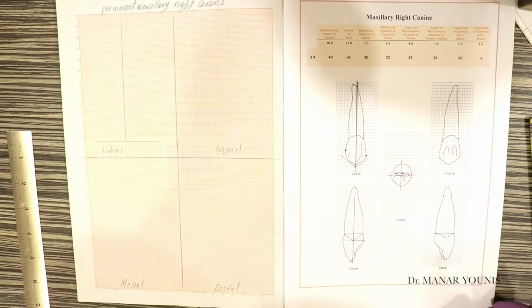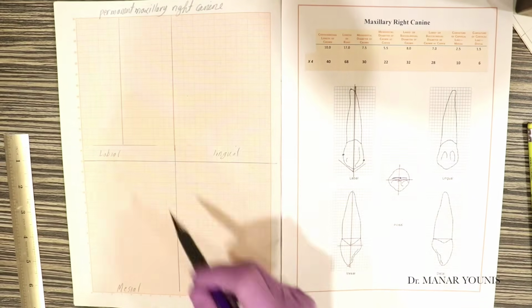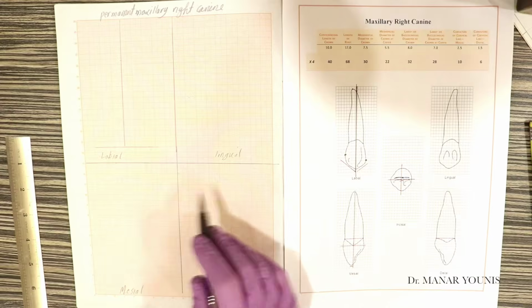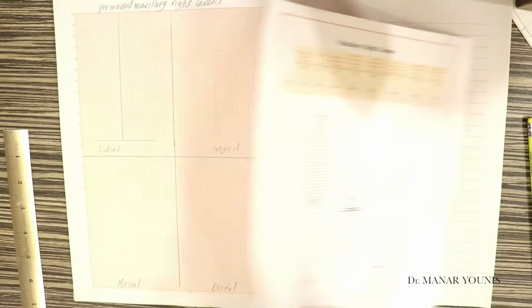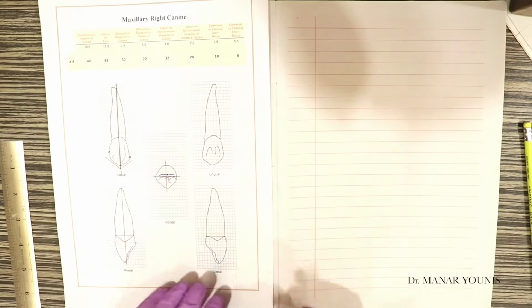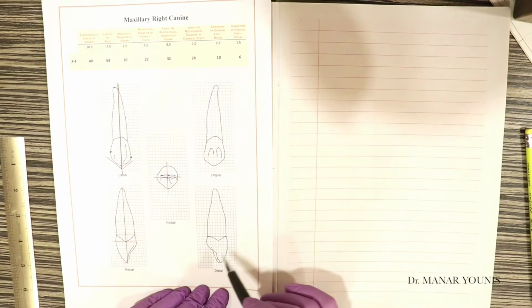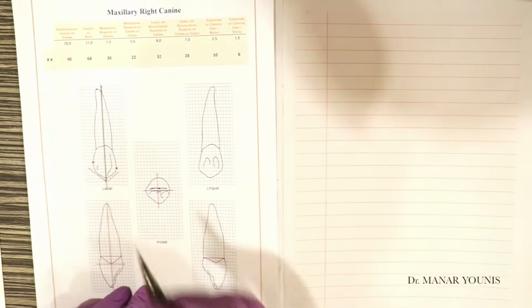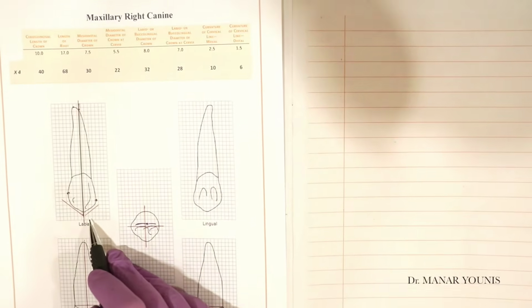Drawing permanent maxillary right canine. First, you should divide the graph paper into 4 equal sections, as usual. We will draw the 5 aspects of permanent maxillary right canine. First, I will start with the labial aspect.